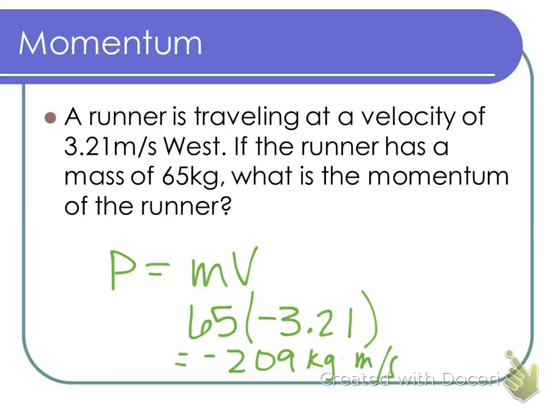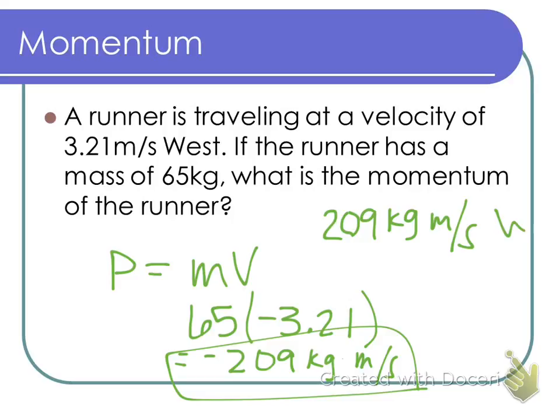Okay, so you can either leave it at that negative, or if you wanted to, you could go 209 kilogram meters per second west, right? One or the other, but not both. Okay, you can't have negative and west. So one or the other.